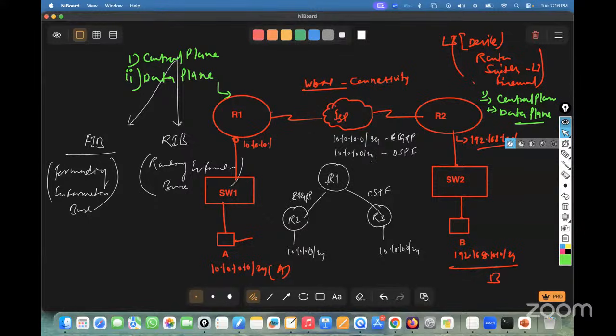Anyone know? EIGRP or OSPF? Which one is going to be in the routing table? Come on, guys. Why are you so silent? Yes, Altaf. EIGRP. Yes, I understand.